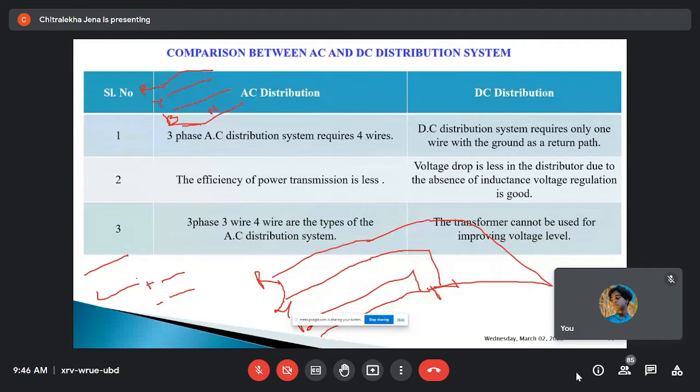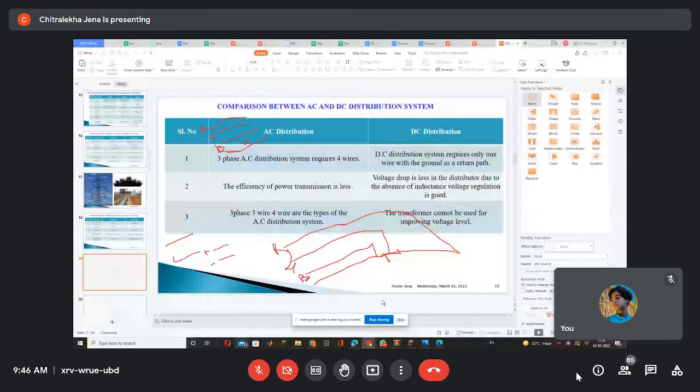Any other answer? All of you are near to the answer, but somebody will ask you, so your answer should be very clear within one sentence. It should be within very few words. Yes, tell me. In AC, the flow of current changes periodically, while in DC, the flow of current is steady.